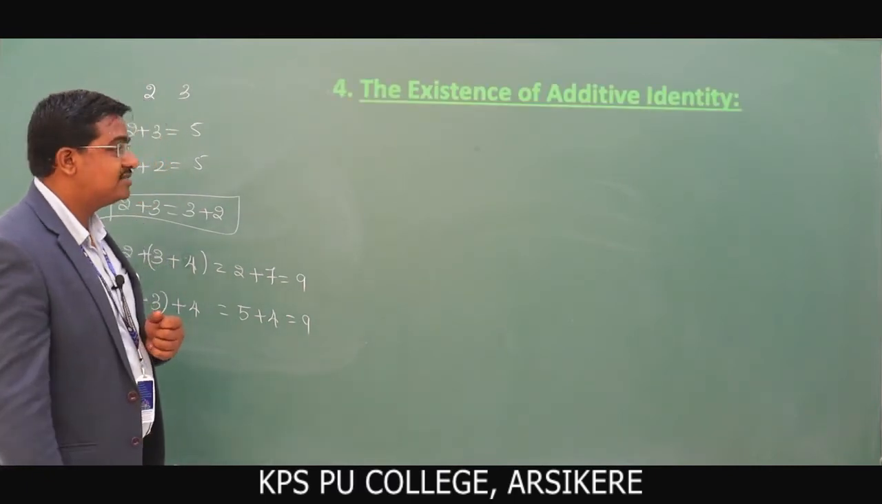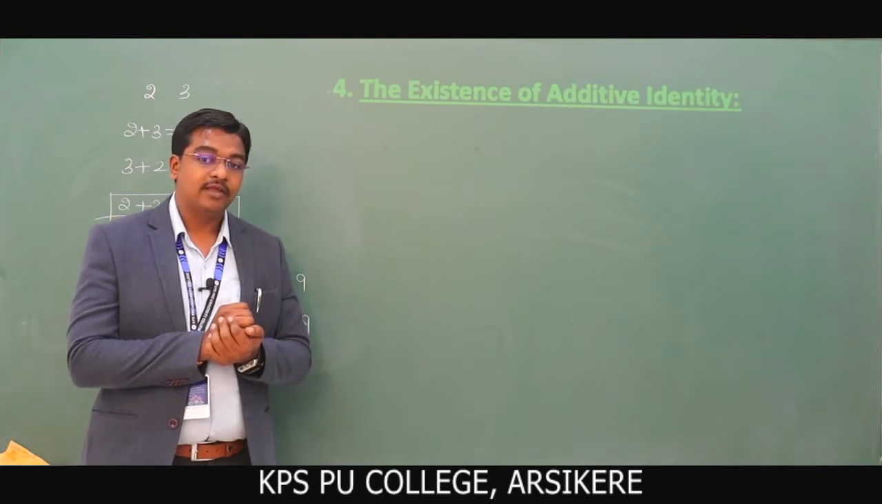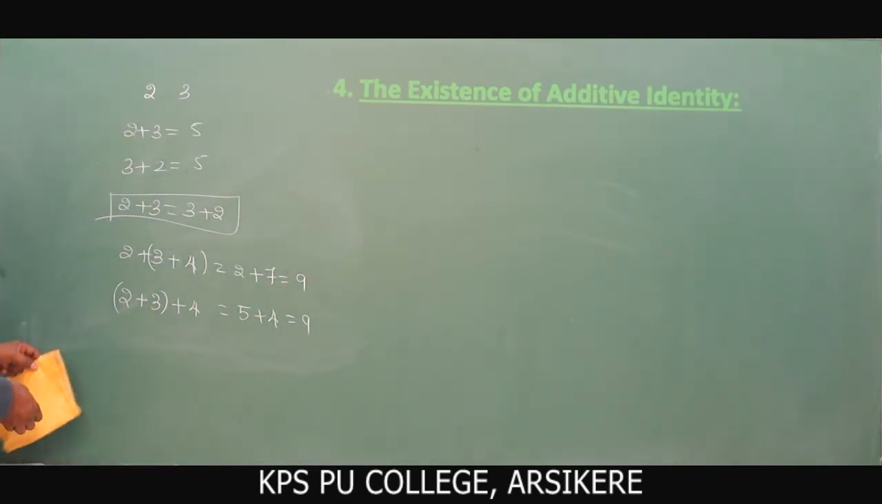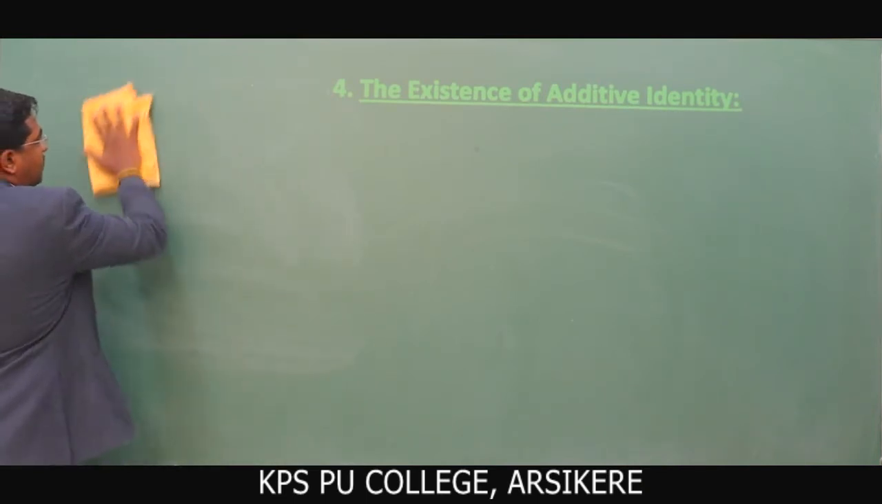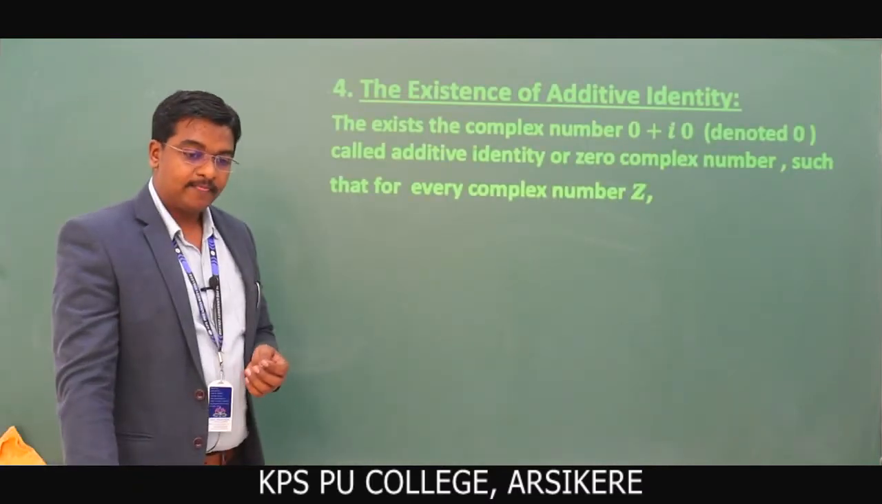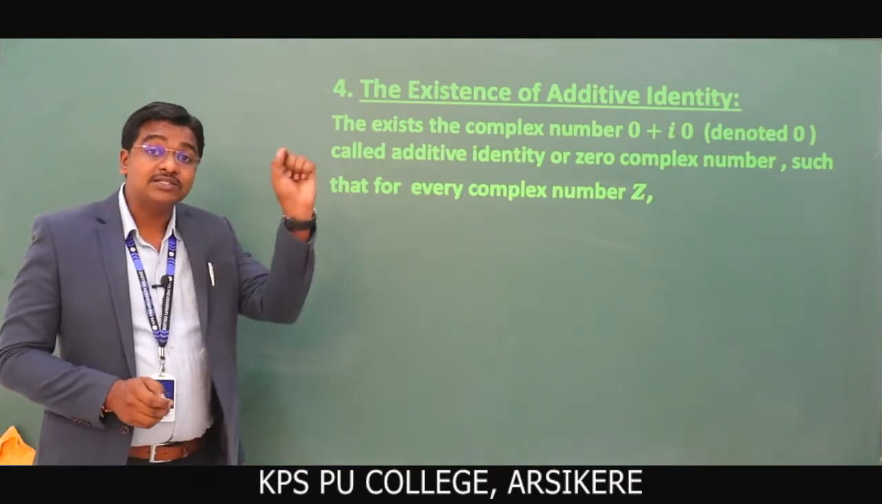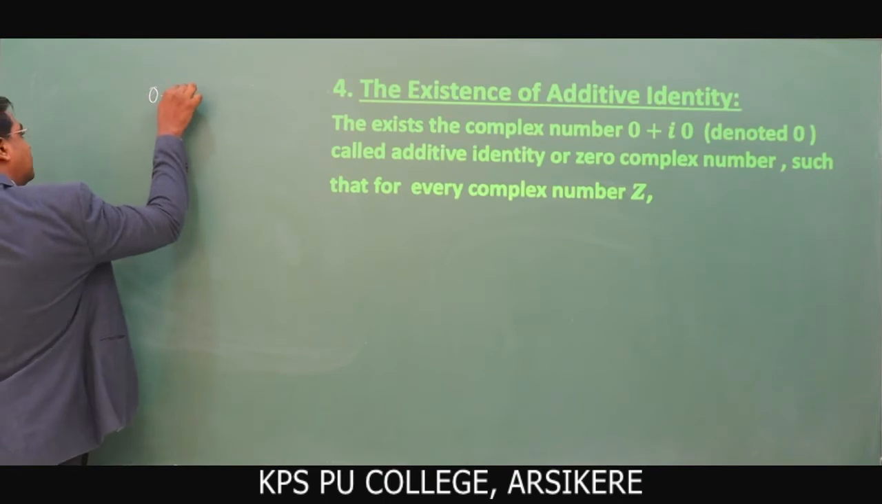And the next one is very important, existence of additive identity. It is also called additive identity law or identity law or identity property. So this property we will discuss here. There exists a complex number 0 plus i into 0. Here we have 0 plus i into 0.